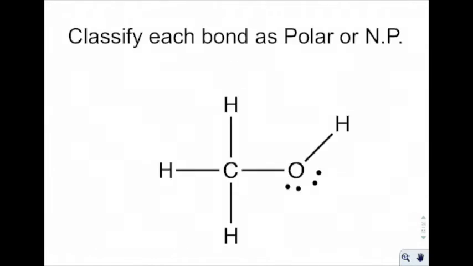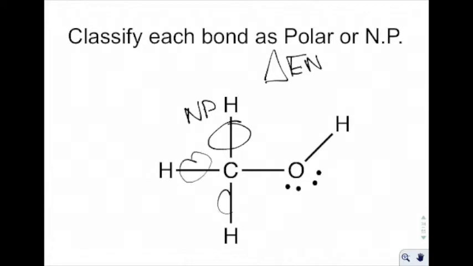Now, if you want to classify each bond as polar or nonpolar, in order to do this, you would look at the change in electronegativity. The bond right here between these two tends to be classified as nonpolar. So that means this is nonpolar and this is nonpolar. Now, the difference between carbon and oxygen is sufficient where it could be classified as a polar bond. So we're going to classify that as a polar bond. And oxygen and hydrogen could be classified as a polar bond. So we've classified all the bonds here as polar or nonpolar.